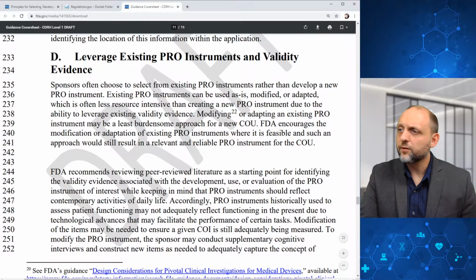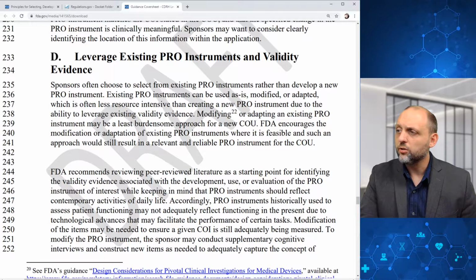And then leverage existing PRO instruments and validity evidence. Sponsors often choose to select from existing PRO instruments rather than develop a new PRO instrument. Existing PRO instruments can be used as is, modified, or adapted, which is often less resource intensive than creating a new PRO instrument, due to the ability to leverage existing validity evidence. Modifying or adapting an existing PRO instrument may be a least burdensome approach for a new COU.